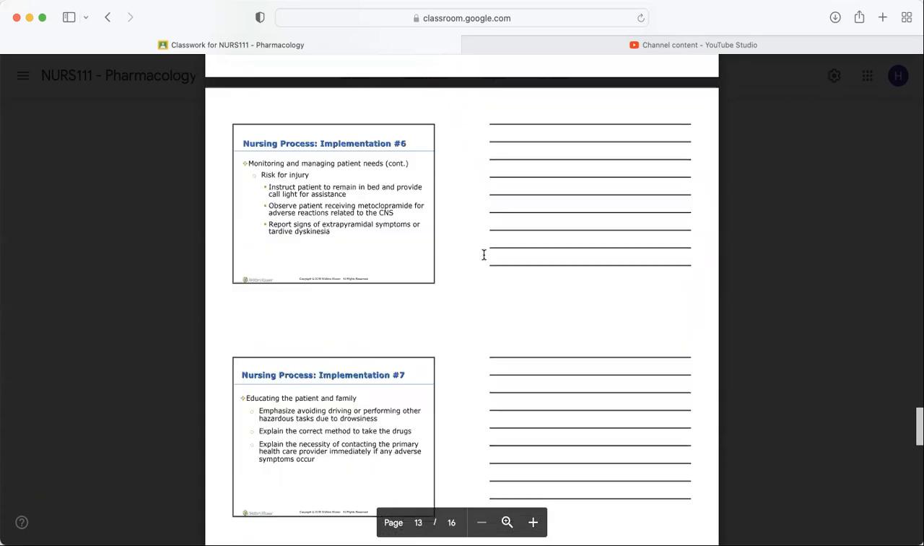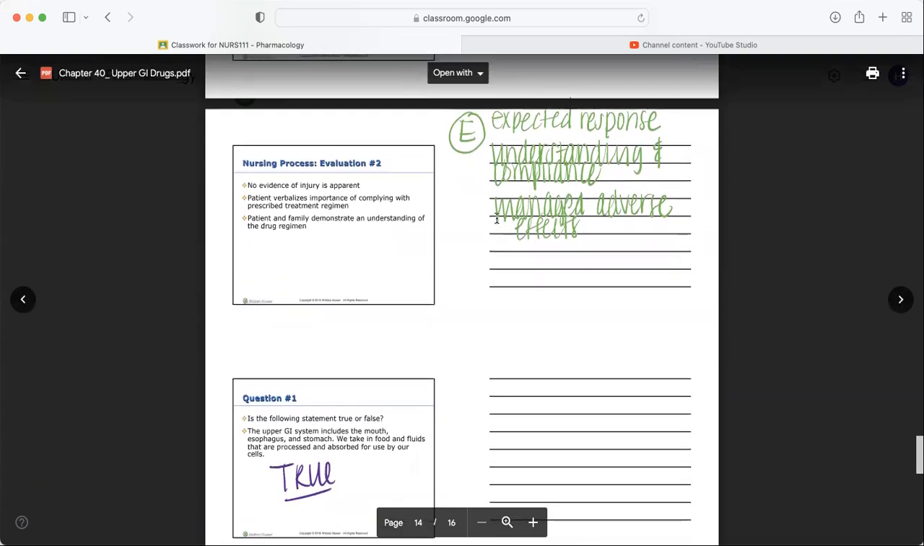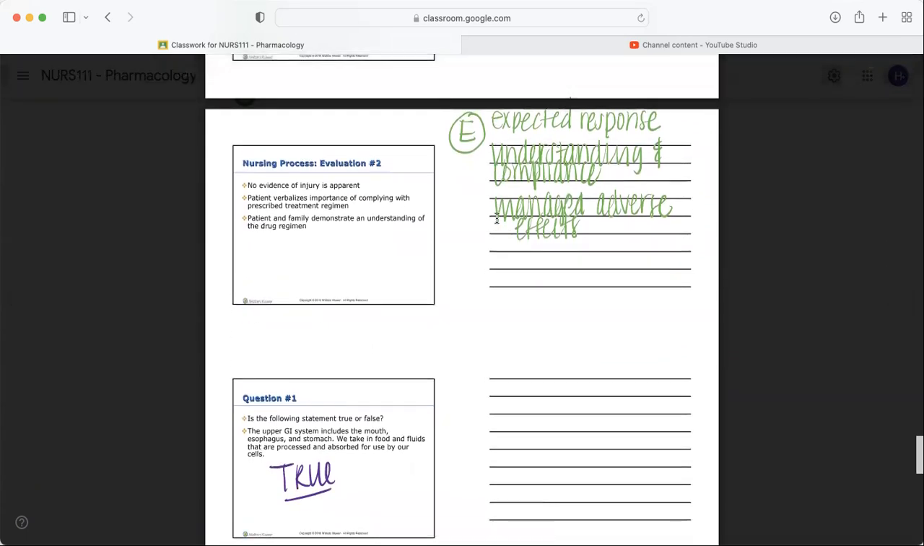Okay, evaluation. How do we know we were successful? Well, the client produced the expected response, right? We got the optimal response to the medication. There was no injury, so there was some understanding. There was compliance of the client. There were no adverse effects, and if there were, we managed those correctly.